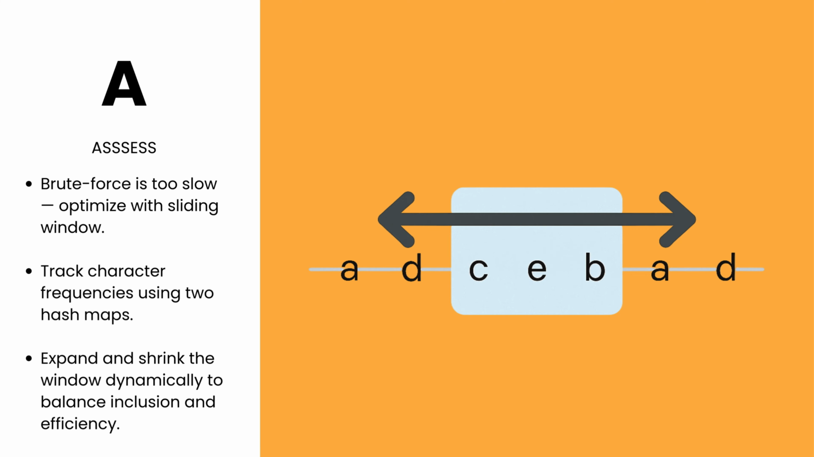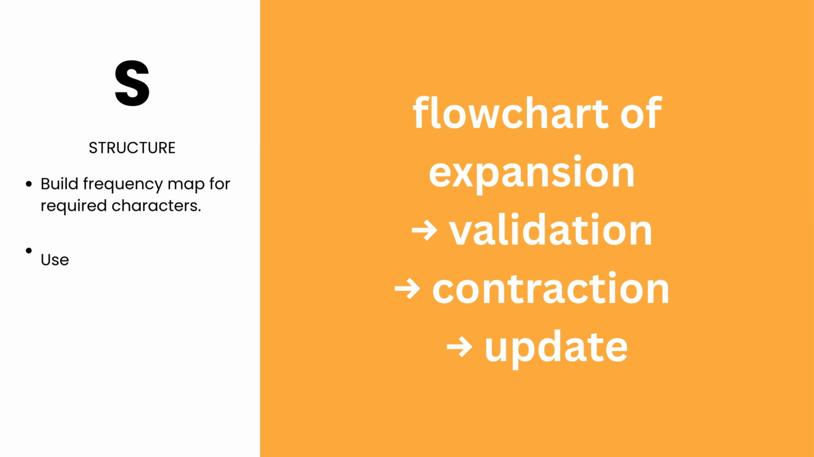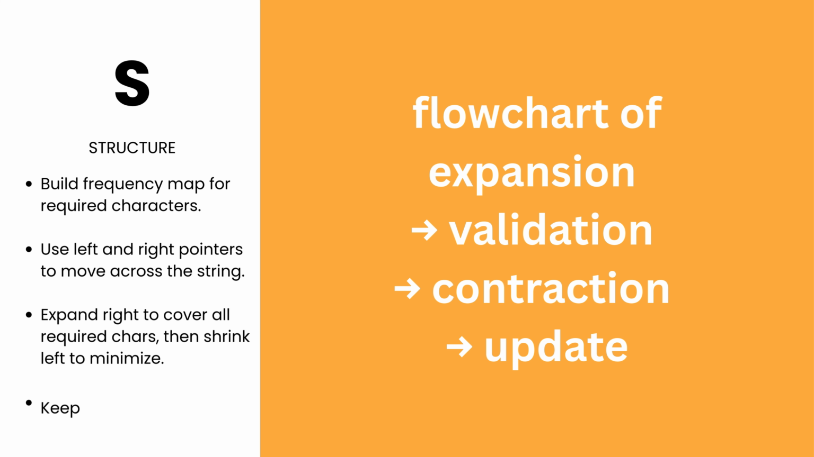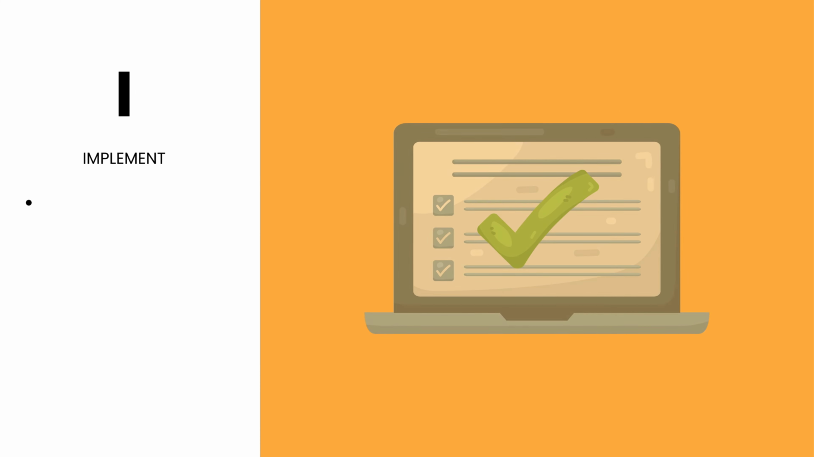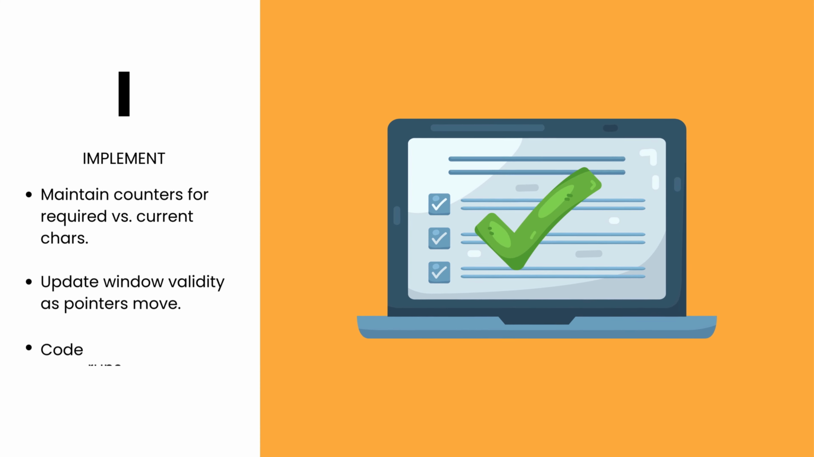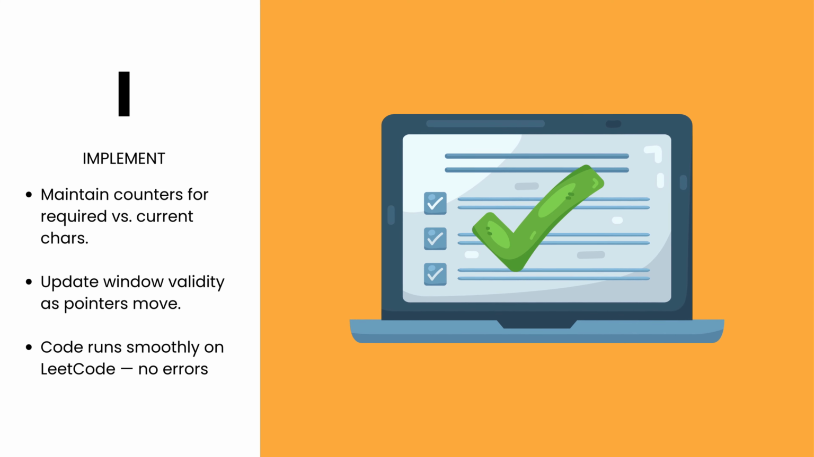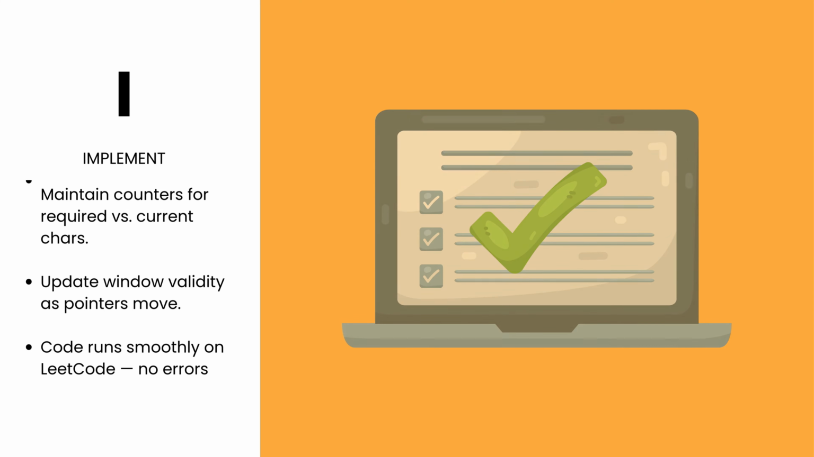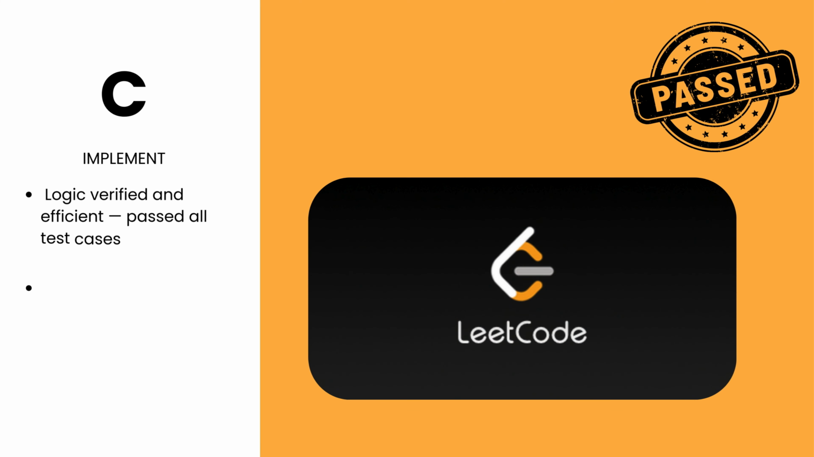The sliding window method, powered by character frequency tracking, gives us the efficiency and control we need, running in linear time. Our plan was to use two pointers to expand and shrink the window dynamically. As we move right, we include more characters. When the window meets all requirements, we shift left to minimize it, constantly updating the smallest valid window found so far. We built the logic step by step, ran it on LeetCode, and it executed smoothly, no errors, perfectly capturing the minimal window each time. After verifying with multiple test cases, every result matched expectations, confirming that our approach handles both typical and edge cases efficiently.